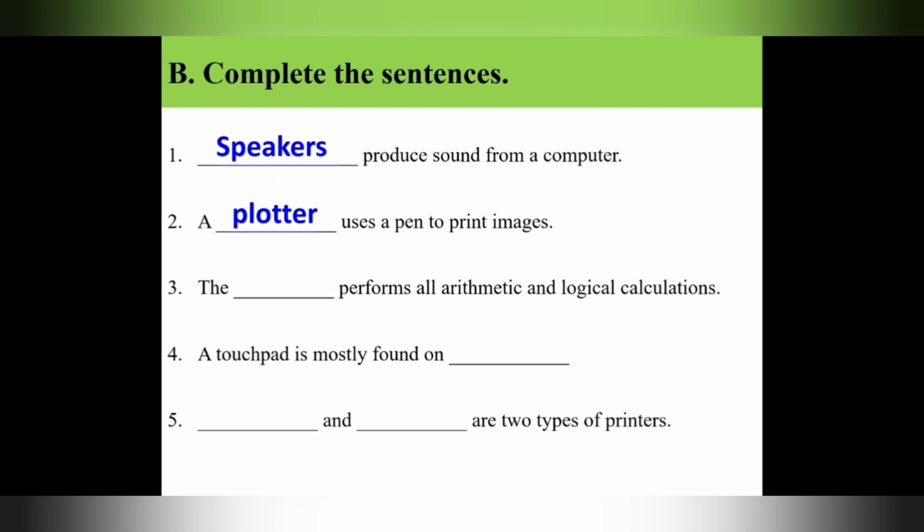The ALU performs all arithmetic and logical calculations. Which one is used to perform all the arithmetical and logical calculations? Yes, the ALU is used to perform all the arithmetic and logical calculations.